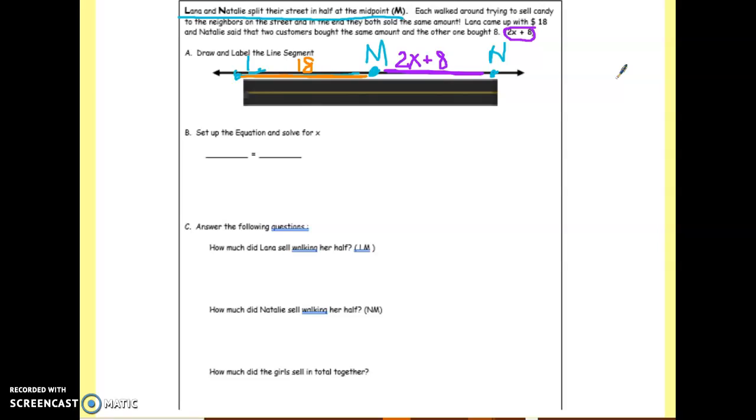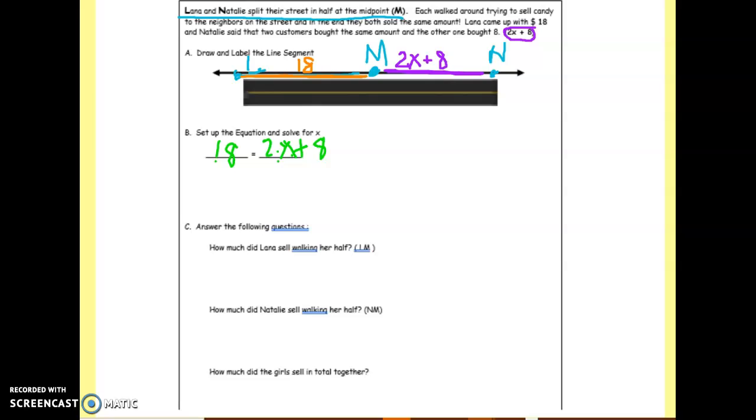All right, so parts B and C are the parts I'm going to be looking for you to complete on your assignment. Again, it's set up very similarly, and your picture is already there for you, because I had trouble having you do that portion of the assignment. Looking at B, it says set up the equation and solve for x. So our equation, again, we know that midpoints set values equal to each other. So we could say 18 is equal to 2x plus 8.